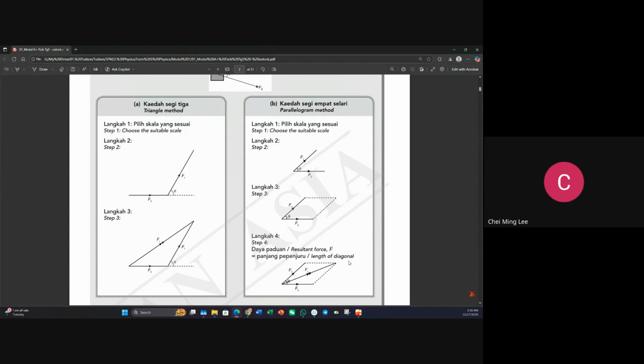Okay, can you understand? Scale is normally, because you are calculating the force in Newton, 1 cm or 1 mm equals how many Newton?